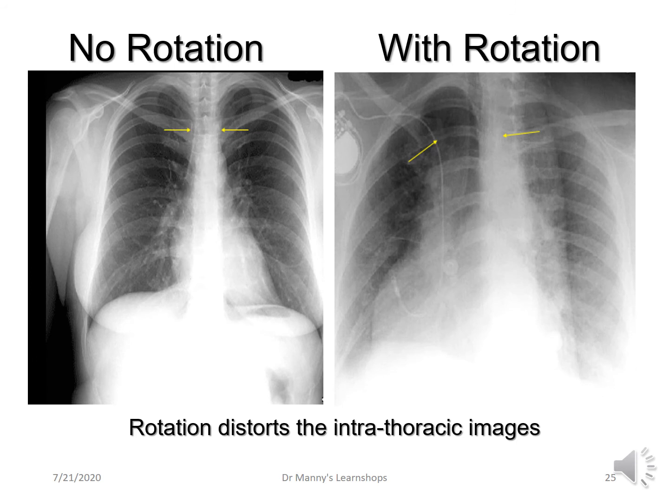No rotation, X-ray on your viewing left, not rotated. On your viewing right, you have rotation, which, have a look, could alter the intrathoracic structures, the images that you're trying to see. Rotation distorts the intrathoracic images that you want to see.